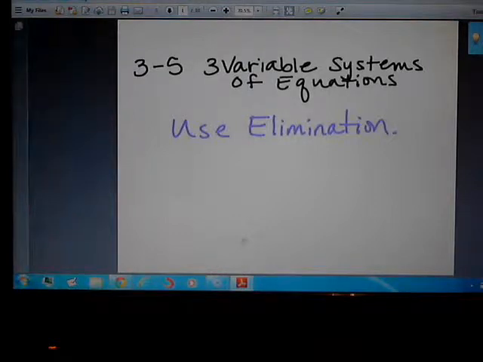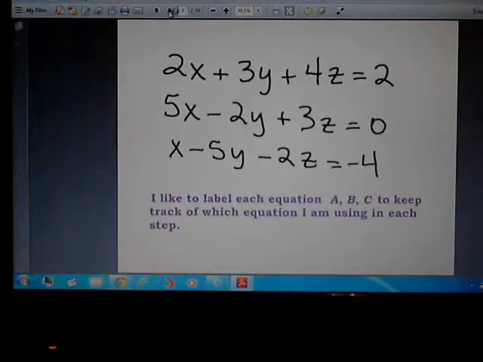3.5. So this is a system of equations, but it has 3 variables. So we will also have 3 equations. You're still going to be using elimination, just like the Algebra 1 elimination. So here's what it looks like, 3 equations.